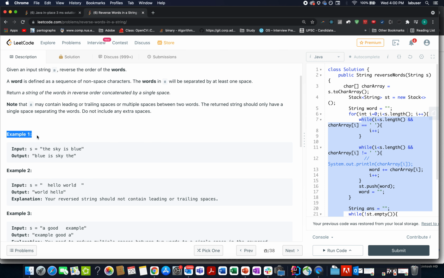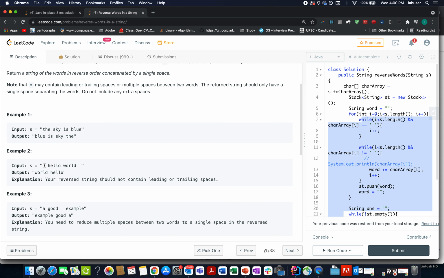Let's try and understand it by an example. And let's take this example only. S is given to us as the sky is blue. What we need to do? We need to reverse this string separated by words. So blue should come first, then is, then sky, then the.